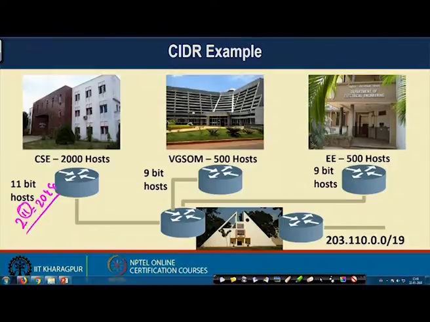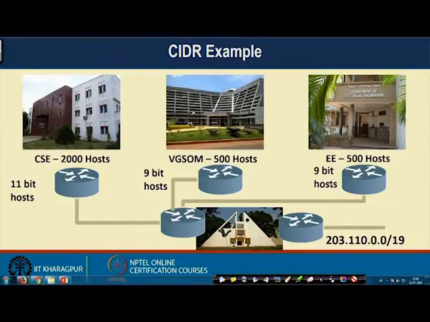So, with 11 bits you can support 2000 number of hosts, and then 9 bits are required to support VG-SOM. 9 bits means you can support 512 minus 2, that means 510 number of hosts. So, that is for VG-SOM. Similarly, for E you require 9 bits.